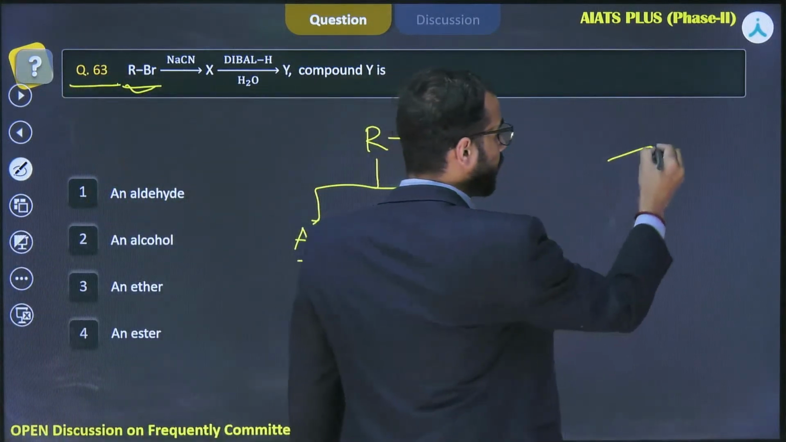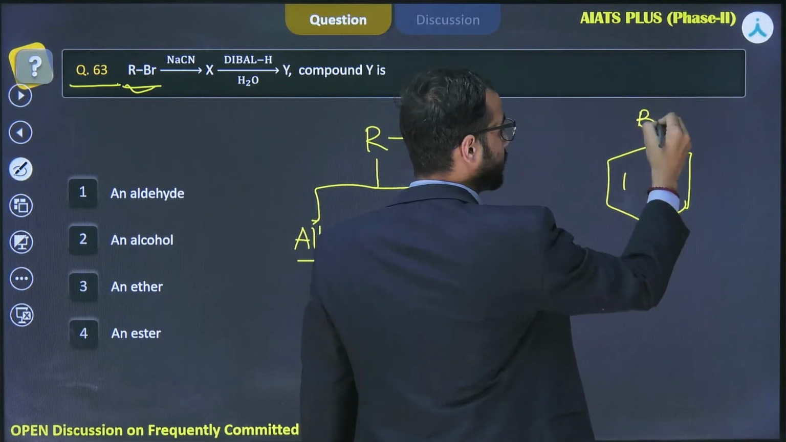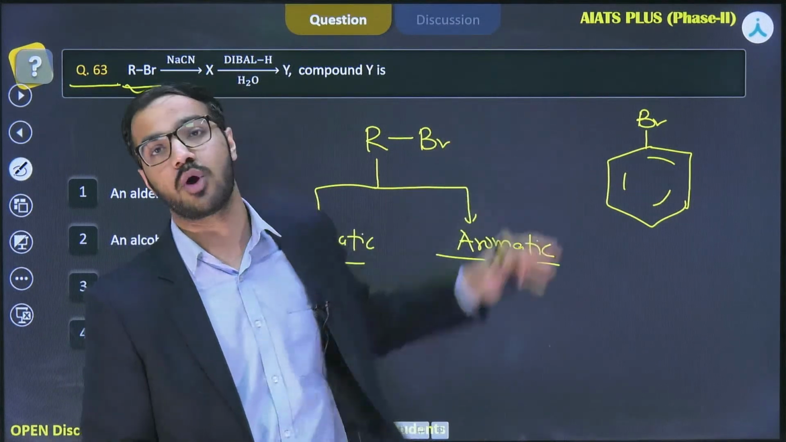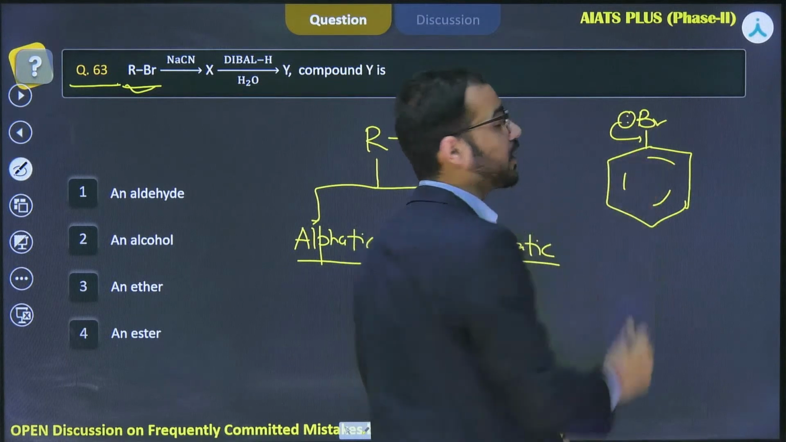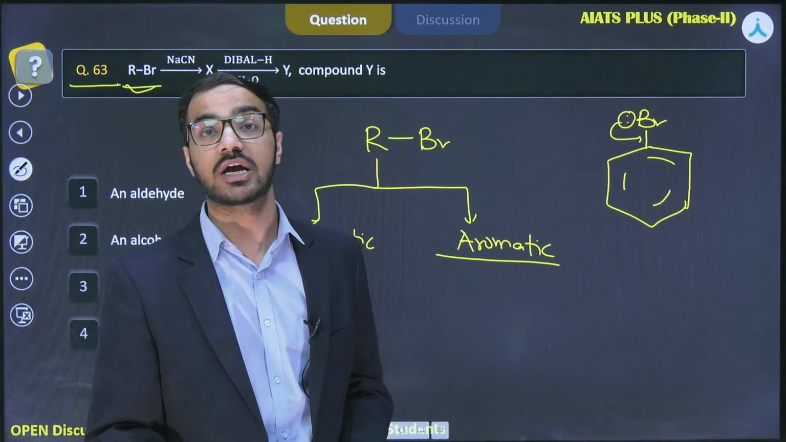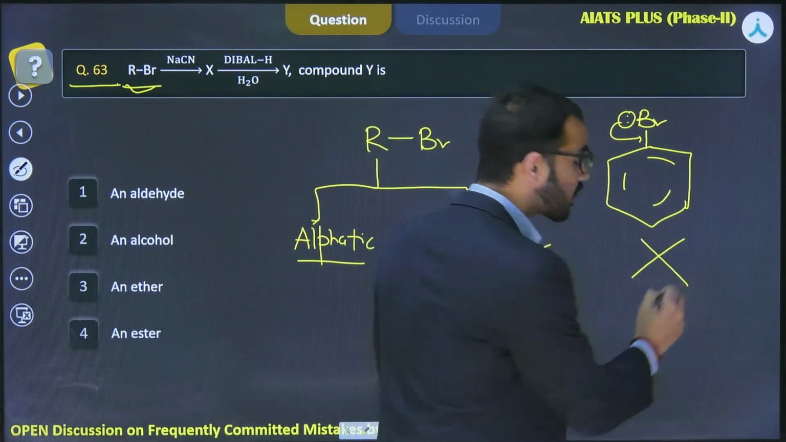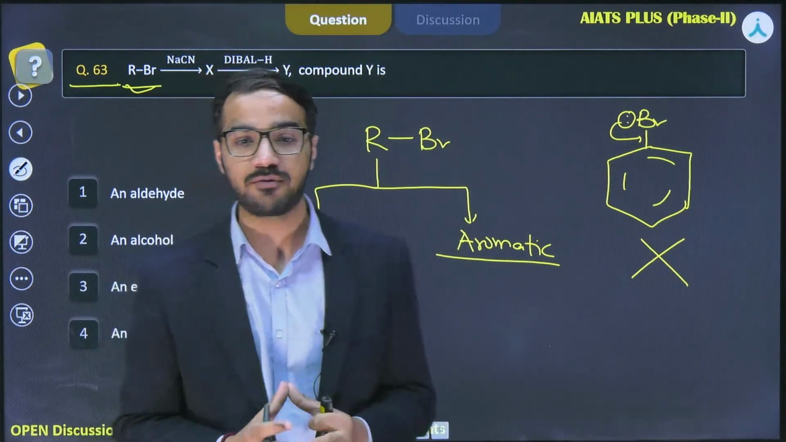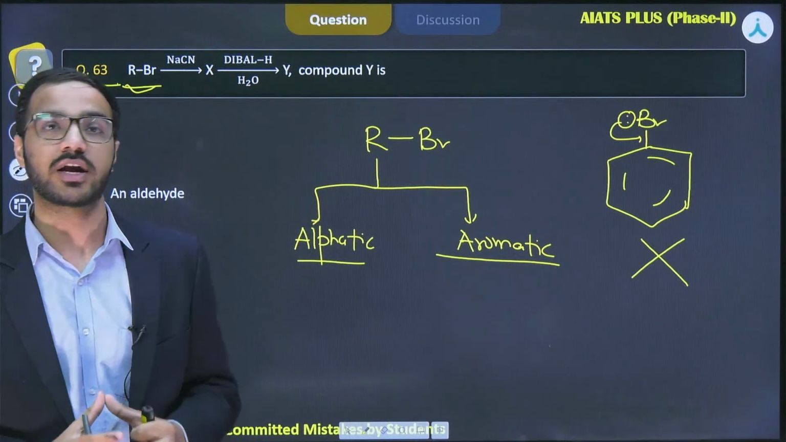Why is it so? Let us check. You are taking RBr like this, but NaCN will not be able to replace that bromine. Because of the lone pairs on the bromine, there will be partial double bond character in the carbon-halogen bond. So aryl halide can't be the case. So we have to consider the aliphatic alkyl halide for continuing the reaction.